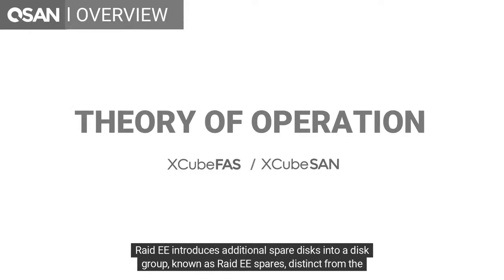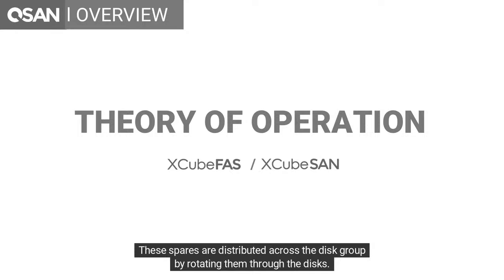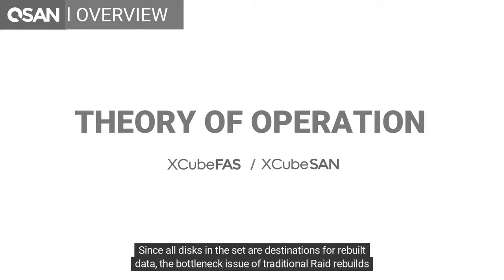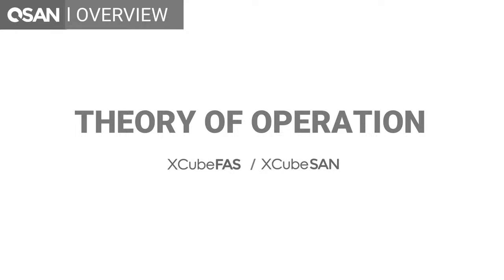RAID-E introduces additional spare disks into a disk group, known as RAID-E spares, distinct from the existing global, local and dedicated spares. These spares are distributed across the disk group by rotating them through the disks. When disks fail in the group, the missing data is rebuilt into the preserved spare areas. Since all disks in the set are destinations for rebuilt data, the bottleneck issue of traditional RAID rebuilds is eliminated, resulting in significantly improved rebuild performance. If new disks are added, data in the spare areas is copied to the new disks.